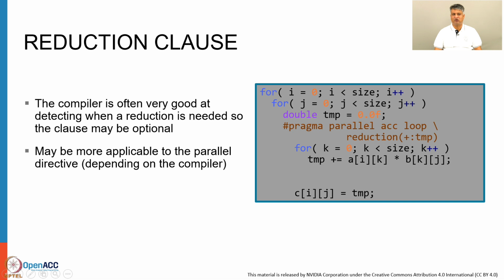The compiler is very good at detecting when a reduction is needed, so this clause typically may be optional, but may be more applicable to the parallel directive depending on the compiler. So your compiler needs to be smart enough to figure out whether this reduction clause is required or not.